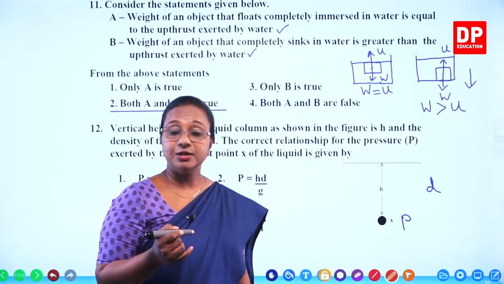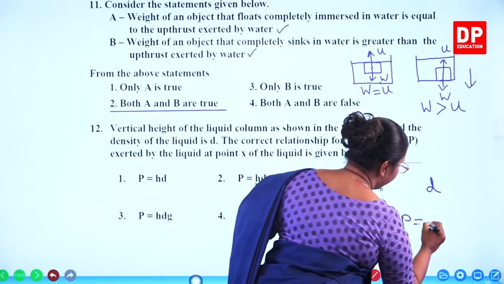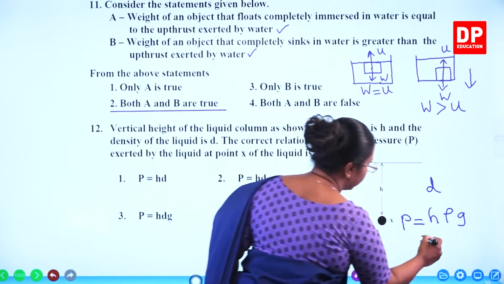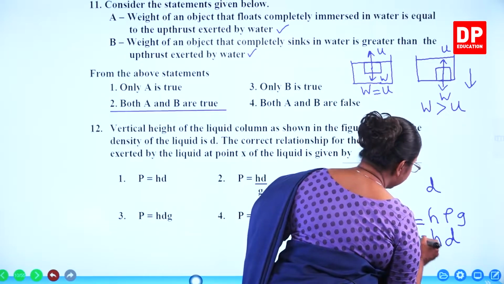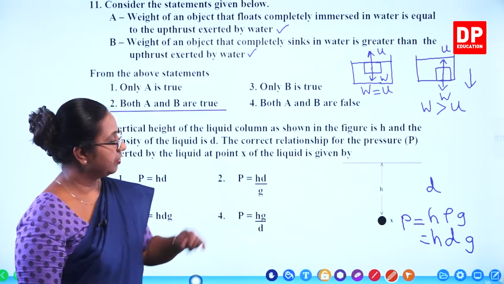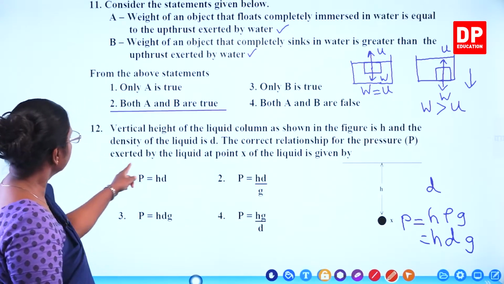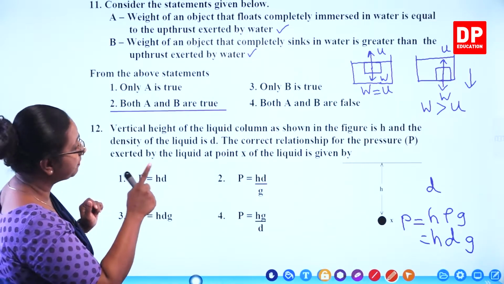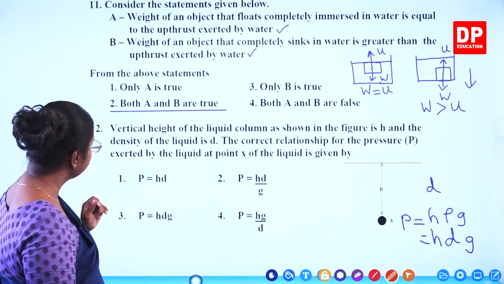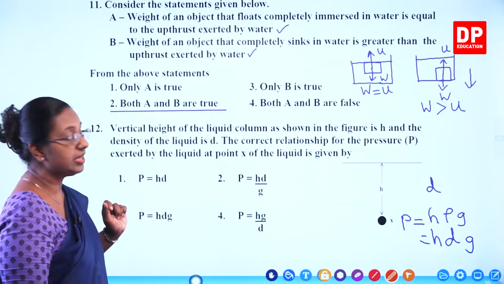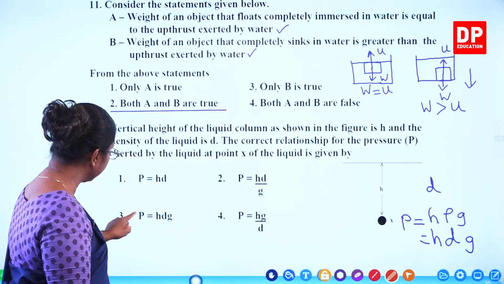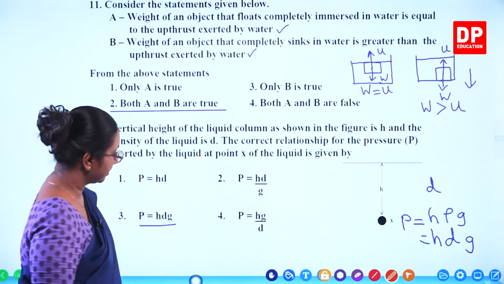So, normally what is the equation, students, for pressure? Equation is h rho g, or for that matter h d g. So, here h is h, d is the density and gravitational acceleration is g. P equals h d g. So, the correct relationship for the pressure P exerted by the liquid at point x of the liquid is given by P equals hd, not correct. P equals hd over g, that is also not correct. P equals hdg, that is the correct answer.